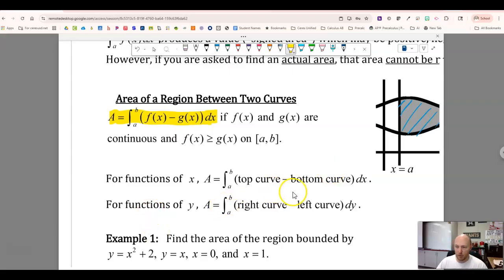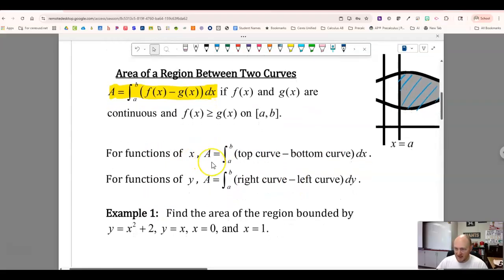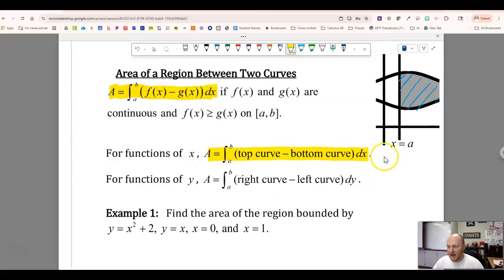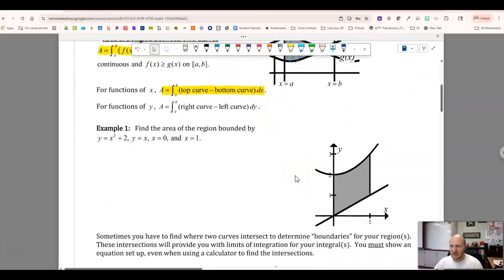So plain and simple, for functions of x, area is going to be equal to the integral of the top curve minus the bottom curve with respect to x, where your bounds a and b are in terms of x. And sometimes we see cases where our functions are in terms of y. We're going to use the same kind of idea, but we'll use the right curve minus the left curve, with respect to y. So let's go ahead and see an example of it.